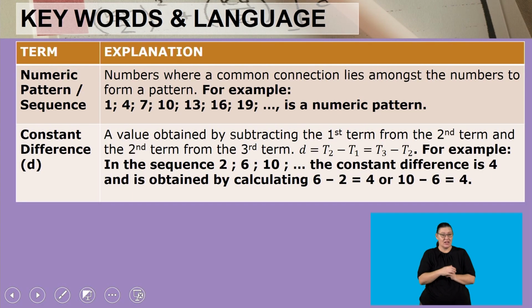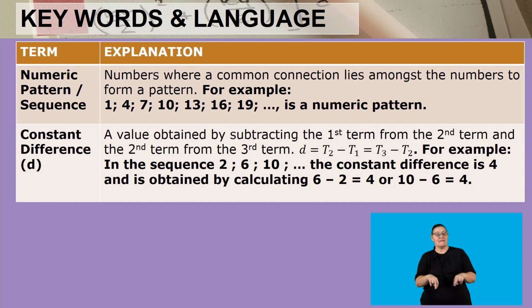Let's look at the keywords that we are going to be using during this lesson. So we have there a numeric pattern or sequence, and those are numbers where a common connection lies amongst the numbers to form a pattern. For example, 1, 4, 7, 10, 13, 16, and 19, they form a numeric pattern because they have a common connection there.